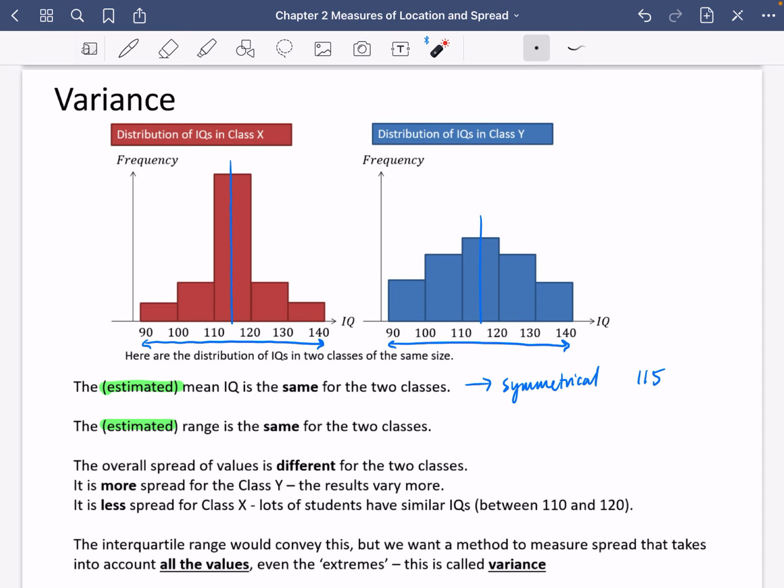But we do want to have a method to measure spread that takes into account all of the values, even the extremes. We don't just want to do range. We don't want to do interquartile range. We want one where every single value in the distribution will contribute to that measure. And this measure that we're going to go for is called the variance. It's also going to lead us to something that you may have heard of called the standard deviation.